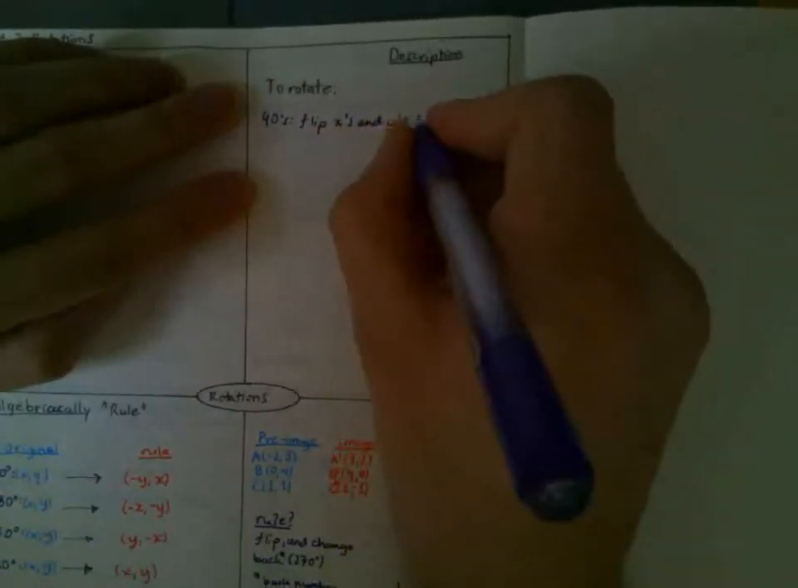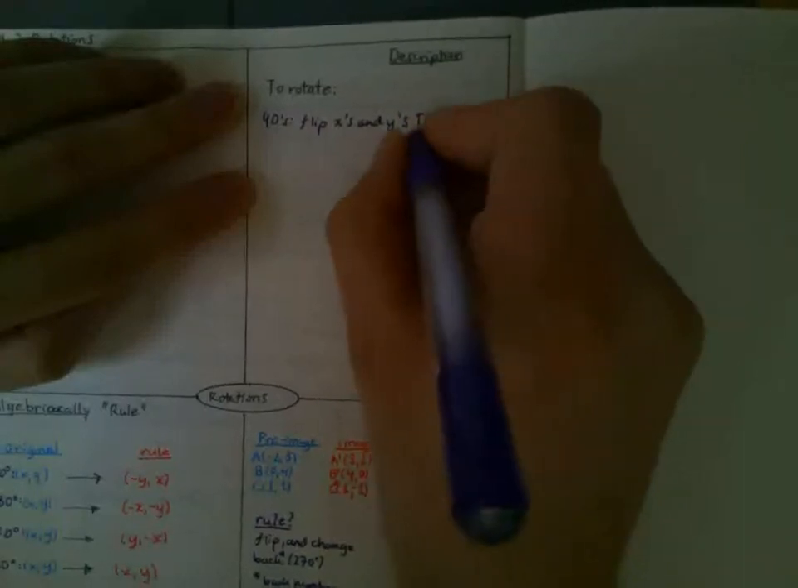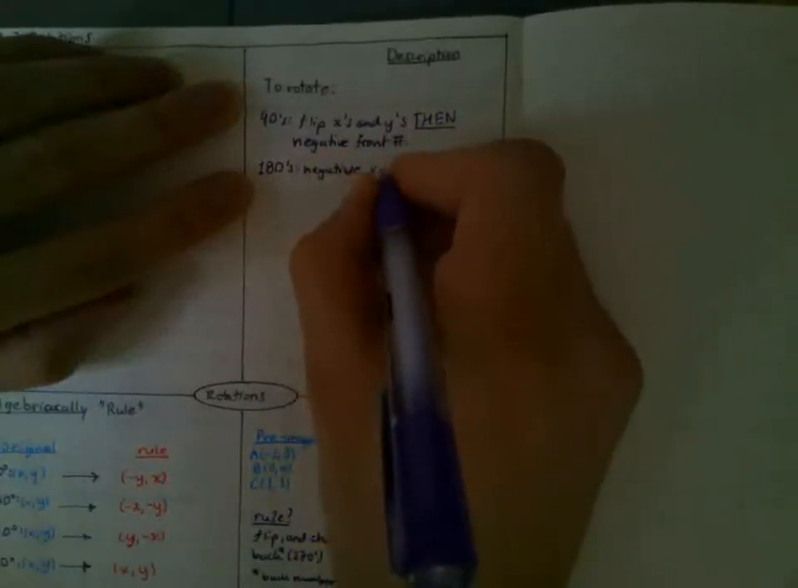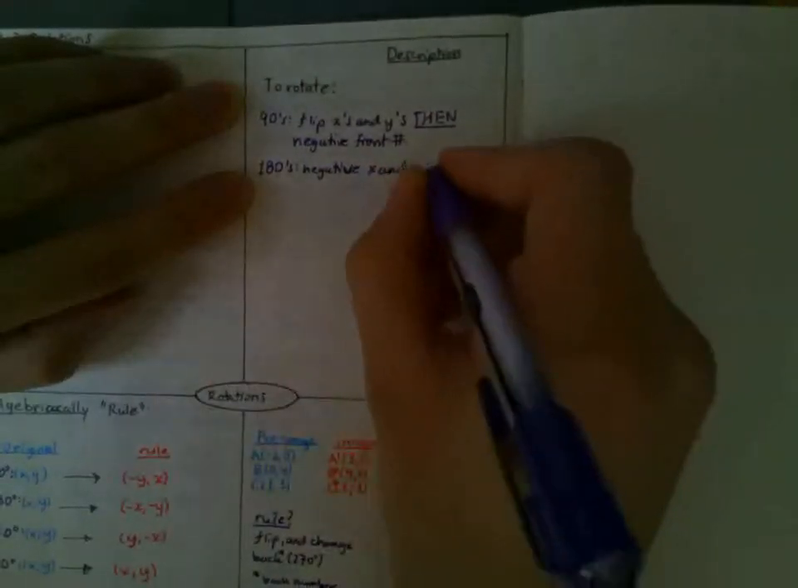So for our first one, 90 degrees, you flip X's and Y's, then negative front number. For 180s, negative X and Y values.